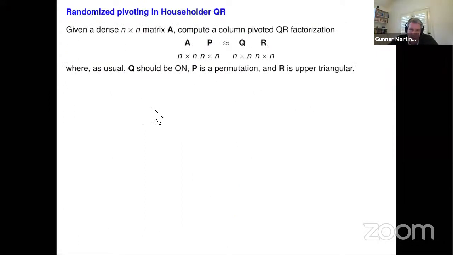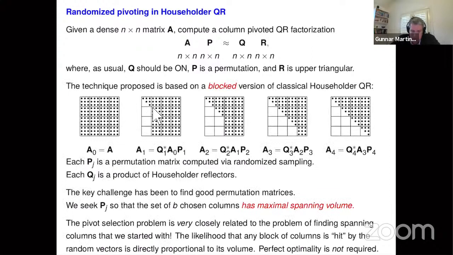So the main result in the second part of the talk is a way of accelerating the column pivoted QR factorization. Let's consider a square matrix. We're given a square matrix A, and we want to find a pivoting matrix P, an orthonormal matrix U, and an upper triangular matrix R. And of course, in order to get an algorithm that runs efficiently on modern hardware, we want to do block updates to the matrix so that all the flops get cast in BLAS three operations.